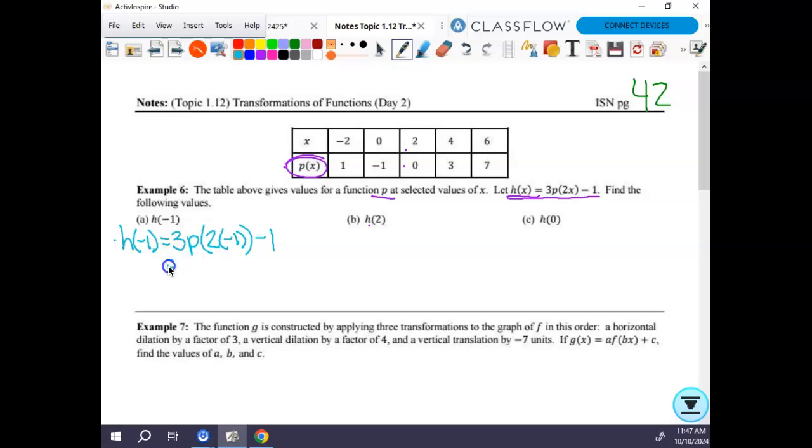So then I can start working this out. 3 times p, well, 2 times -1 is -2, minus 1. Can I multiply this 3 times the -2? No. Can I do -2 minus 1? No. Neither one of those things make any sense. P of -2 is a value that I can get from right here. What is P of -2? 1. So this is 3 times 1 minus 1, which is 2. Okay? This is actually very simple.